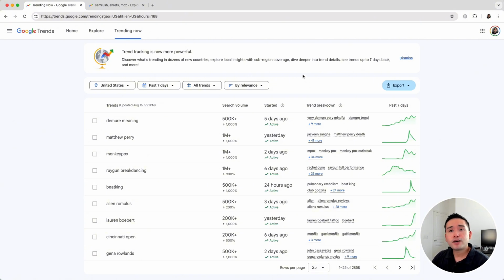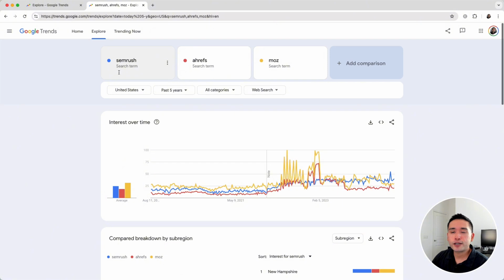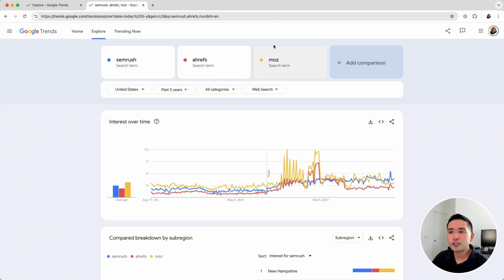But I know many of us do use Google Trends to figure out what topics to possibly write about for our blog. And usually we would go to the Explore tab and type in a variety of search terms just to see which search term is the most trending and has the most interest over time. So let's just say, for example, we are searching between these three SEO tools, SEMrush, Ahrefs, and Moz.